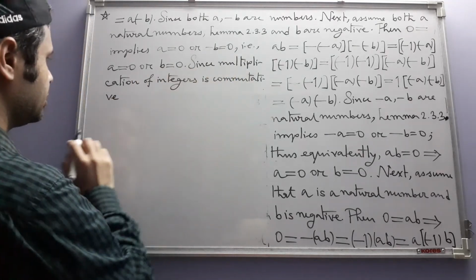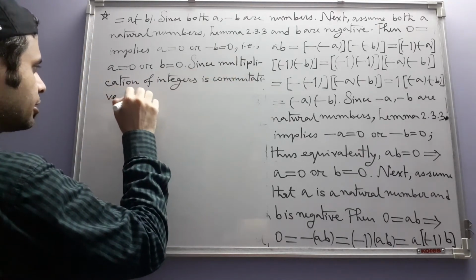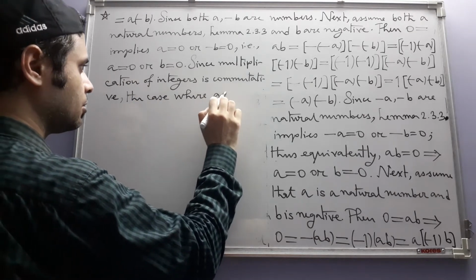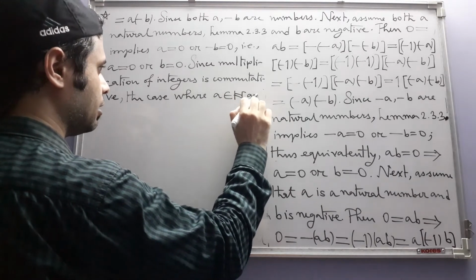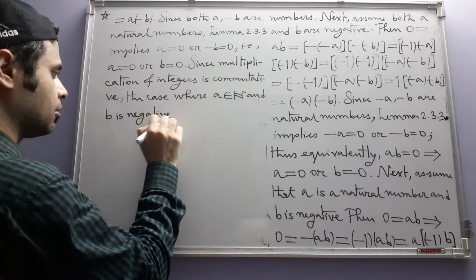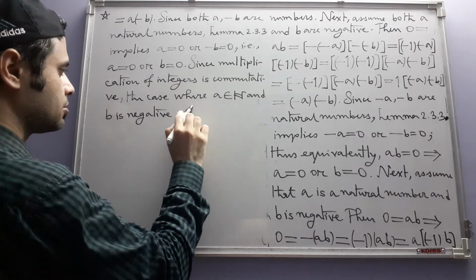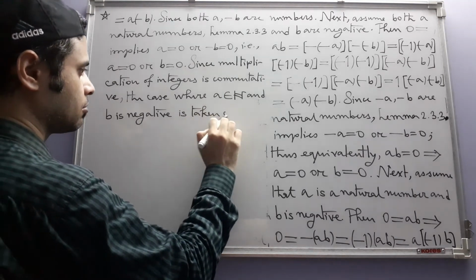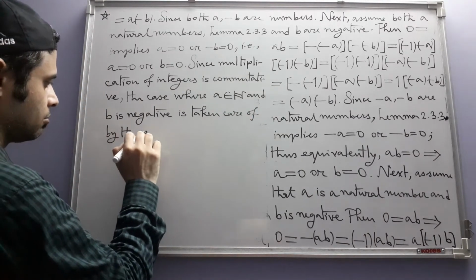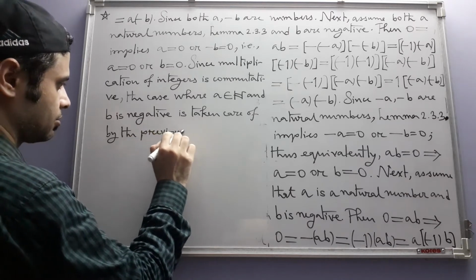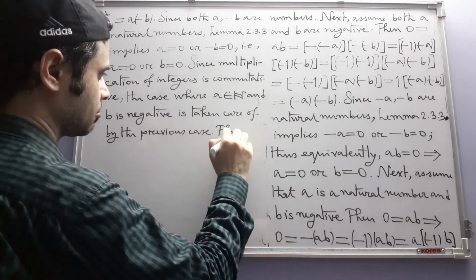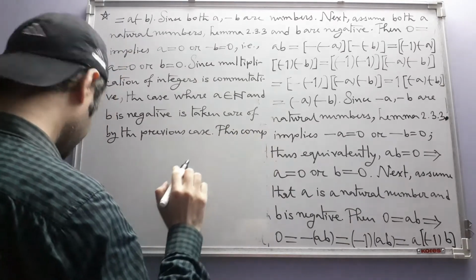Since multiplication of integers is commutative, the case where a is a natural number and b is negative is taken care of by the previous case, that is this one. So this completes the proof.